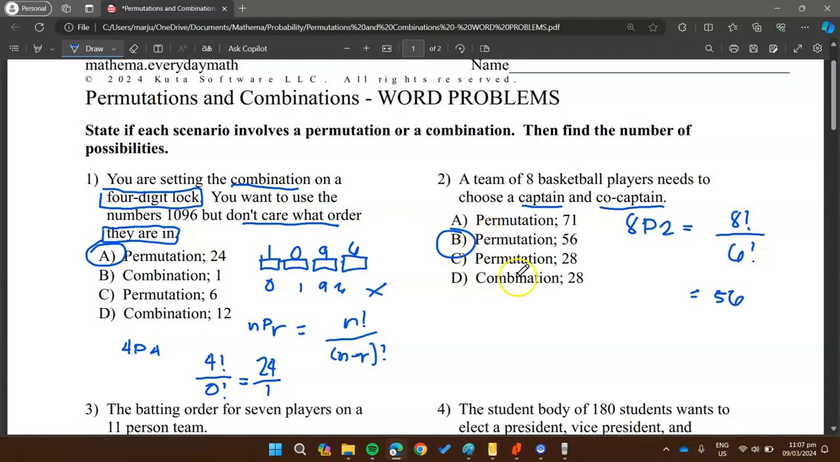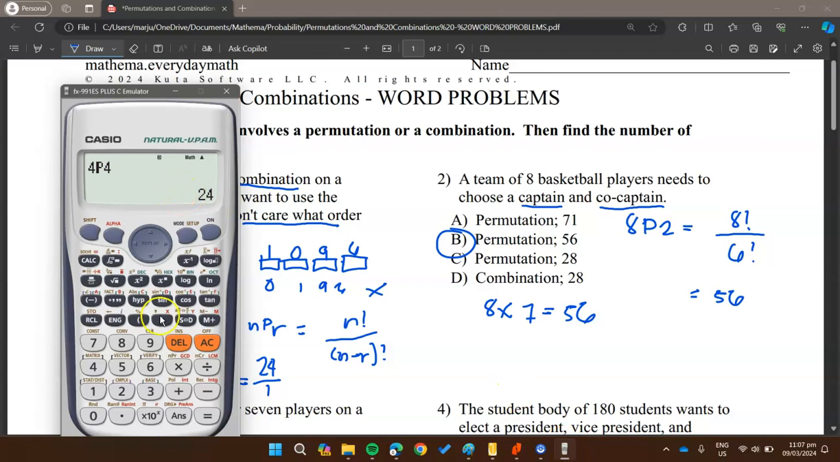Right? Or you can also do it this way. Choosing a captain, we have 8 possible ways, times choosing a co-captain, we have 7 possible ways. And again, this will give us 56. And in the calculator, this is just 8 permutation 2. Again, this is 56.